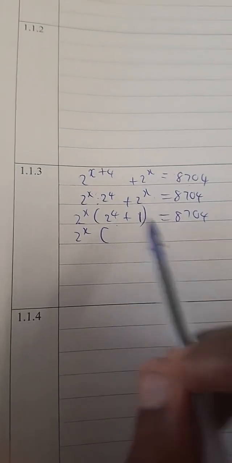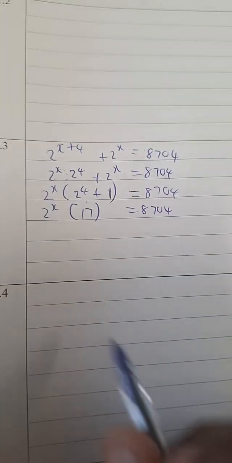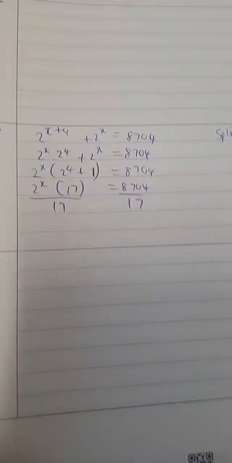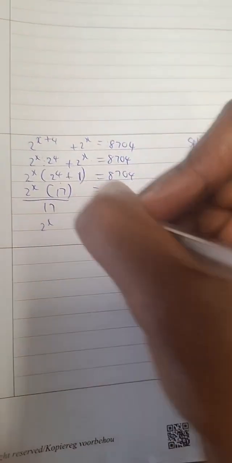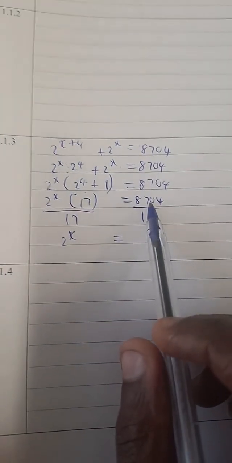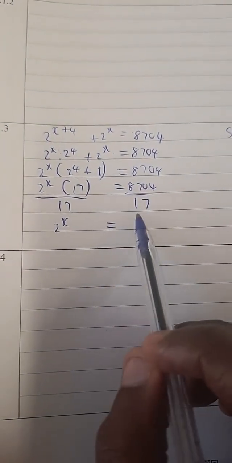2 to the power 4 is 16. 16 plus 1 is 17. This 17 is a coefficient, so we divide by 17 on both sides. I need someone to tell me, what do you get when you say 8,704 divided by 17?